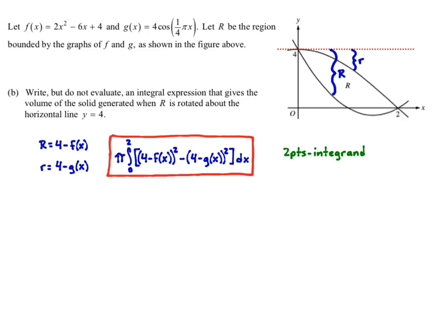All right, looking at part C now. Oh, sorry, you get 1 more point for having the correct limits and the correct constant. What's that mean? That means you have the correct upper and lower bound, and then you had your pi out front. So I would have actually missed a point there.